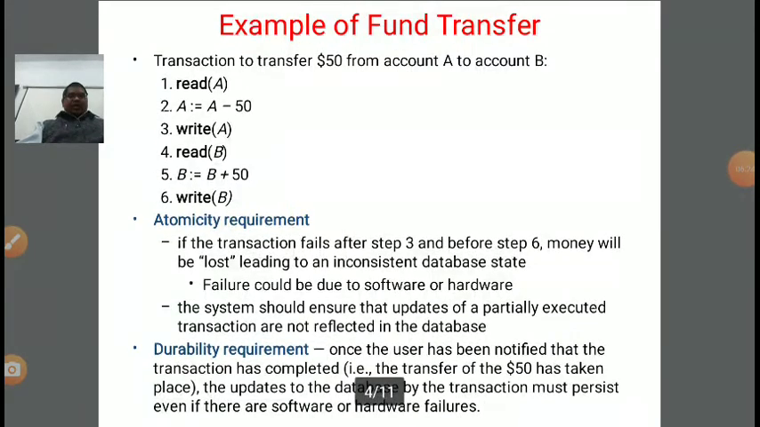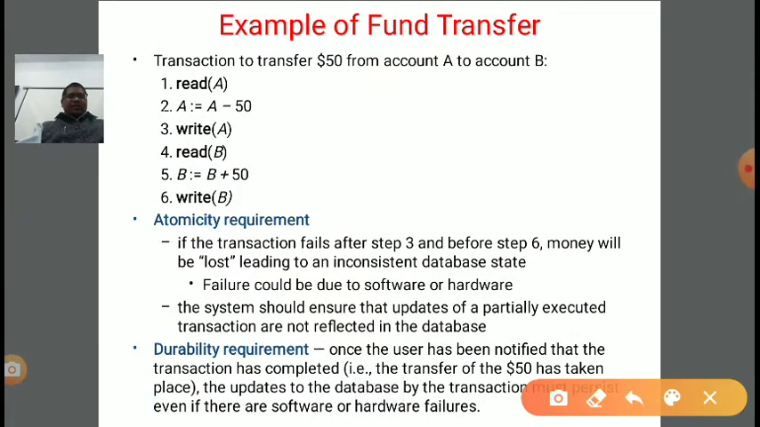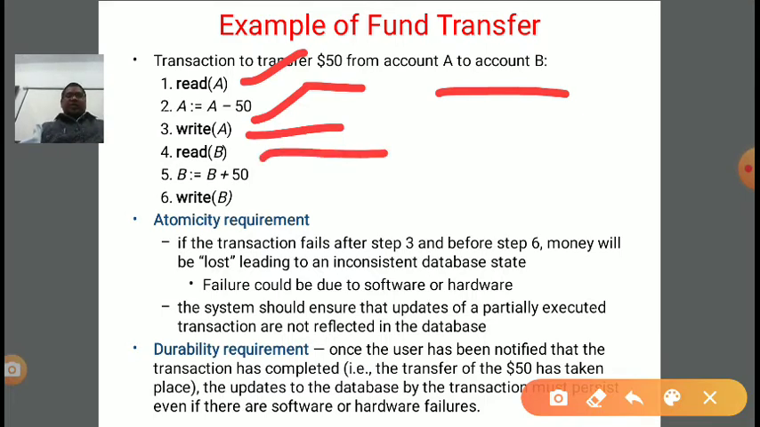Now, an example of fund transfer: we transfer $50 from A to B. First we read account A, then deduct 50 from account A, and then update the value of account A in the database. Second, we access account B. After that we update or modify the value of B with 50, and then update the final value of account B in the database, right?